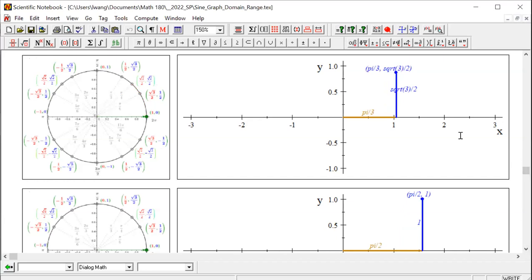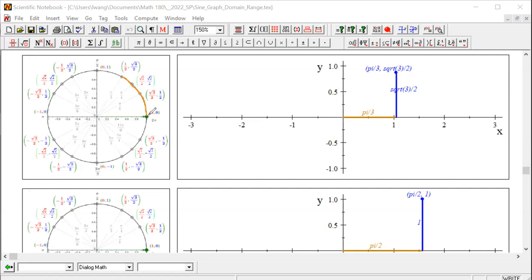Okay, for pi over 3 and pi over 2. Pi over 3, once again, is the arc length between the standard position and the terminal, so this piece of arc length. Pi over 3, and the blue number, the sine ratio, is root 3 over 2. Consistent, all the points.